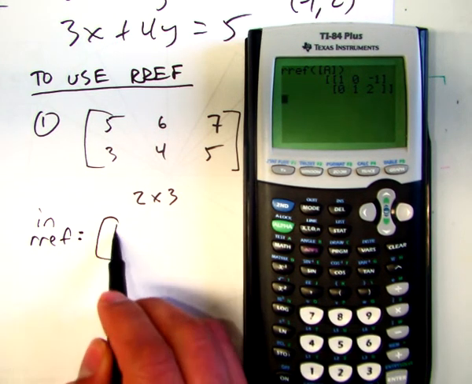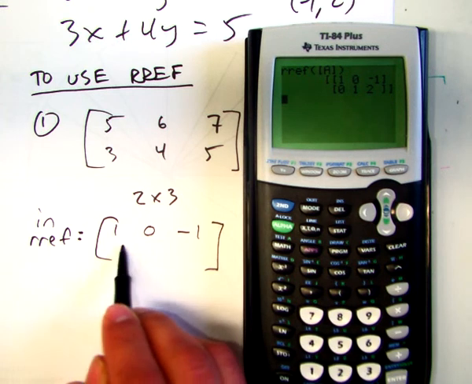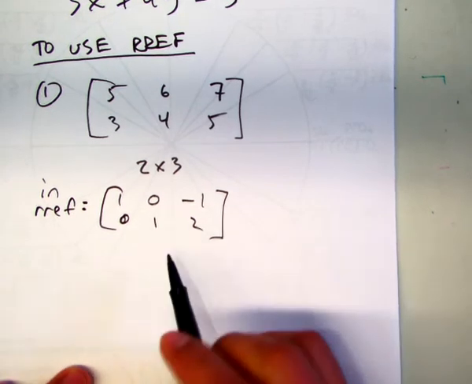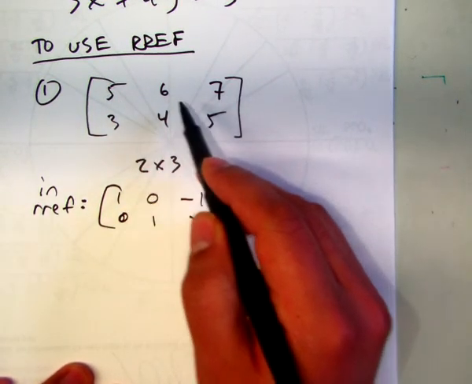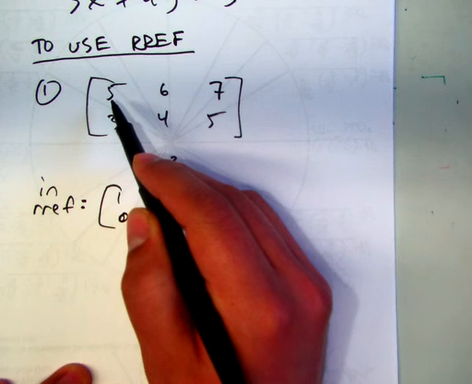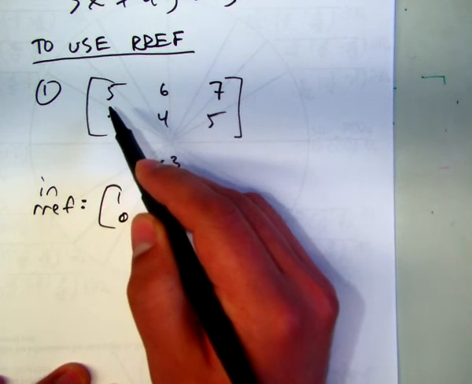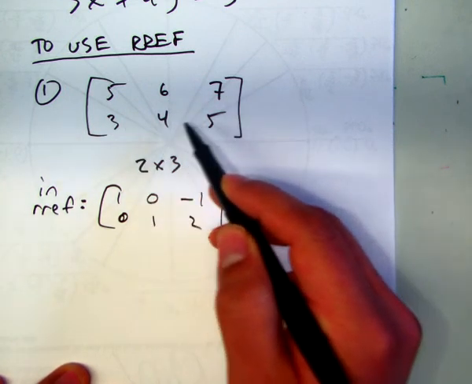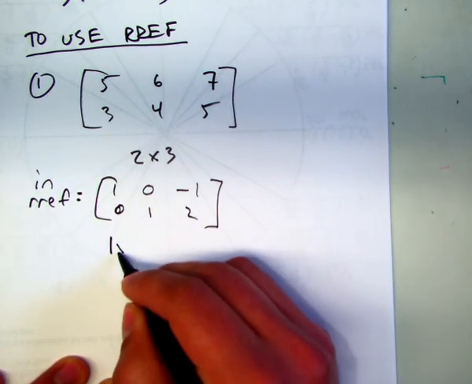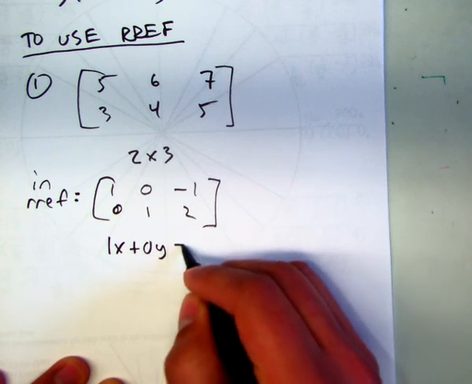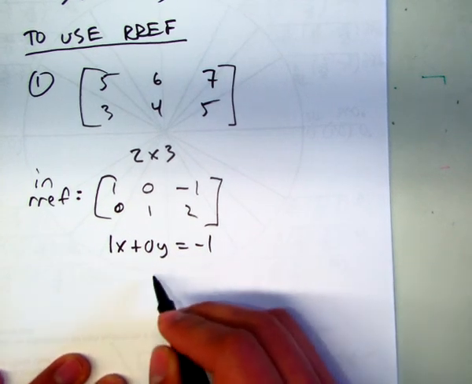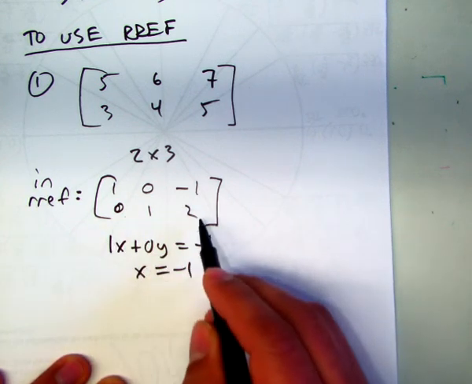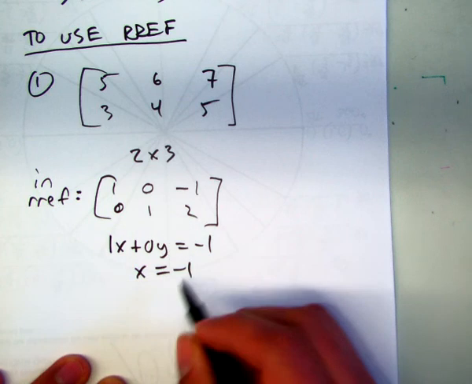It says 1, 0, negative 1, 0, 1, 2. Of course these numbers mean something. What do these numbers mean up here? This represented 5x plus 6y equal to 7, 3x plus 4y equal to 5. So what does this mean? 1x plus 0y equals negative 1. Well, isn't that just telling us what x is? It's telling us that x is negative 1. And then what does this row translate to? 0x plus 1y equals 2.